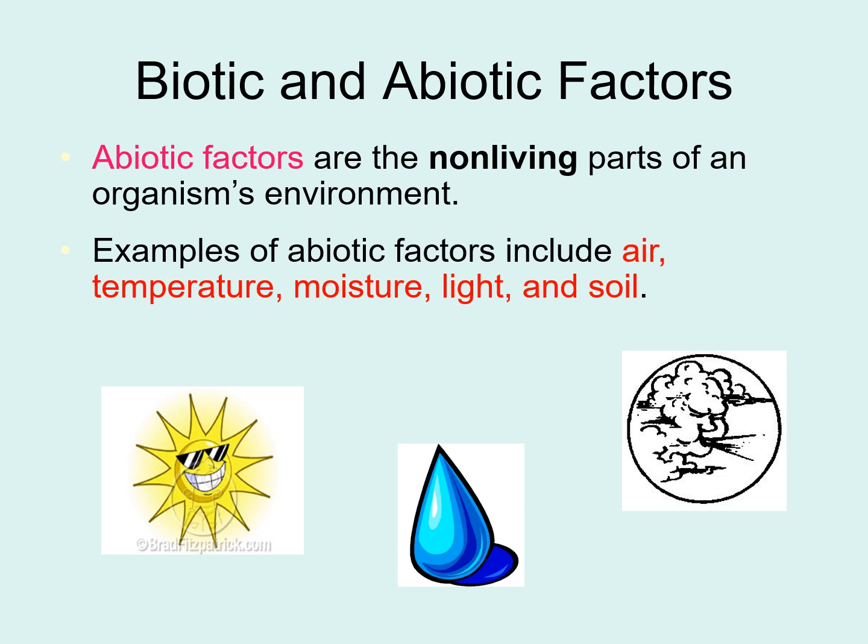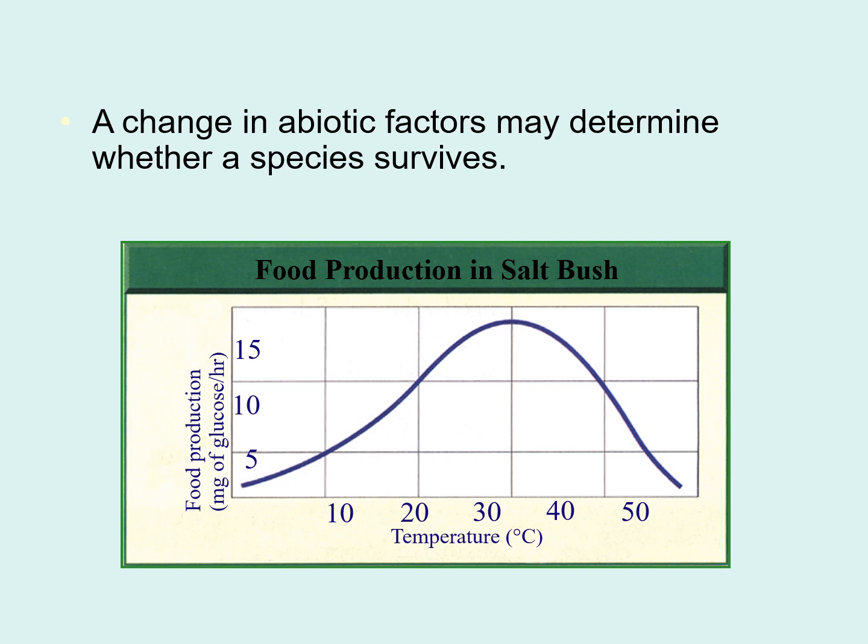So we also have to look at what's the soil like. Plants on the East Coast and the Outer Banks of North Carolina have to deal with sandy soil, while here in Raleigh, we have a lot of clay soil. So we're going to have different plants growing. So abiotic factors can determine how plants grow in a certain area. And then, based on what kind of plants live in a certain area, that's going to determine what kind of animals live in that area. So a change in abiotic factors may determine whether or not a species survives.